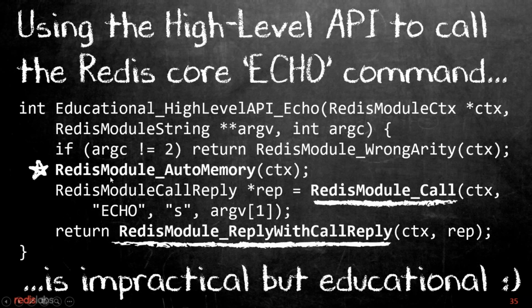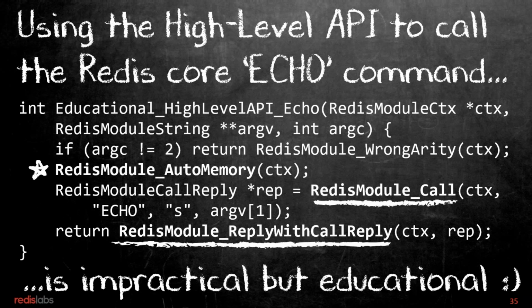First, notice this call to Redis module auto memory. I'll discuss this shortly. And then you can see that in order to obtain my reply, I'm actually calling the Redis module underscore call method, and I'm calling Redis's core echo command with the single argument that the user had provided me. So basically this calls Redis's echo and returns the reply into the pointer called rep. And all I need to do then is return the reply that Redis replied with to the user. It's a bit confusing when I say it, but the code is extremely clear.